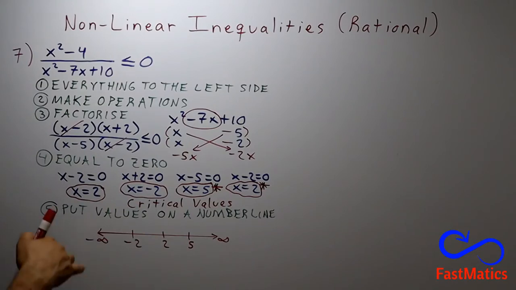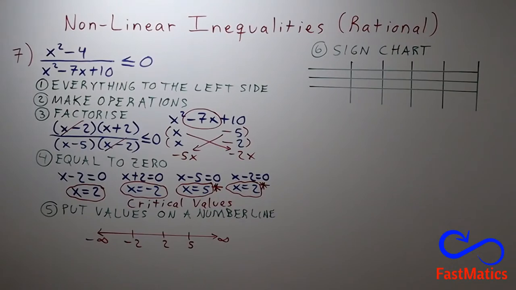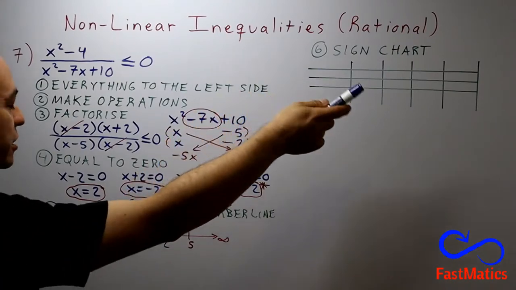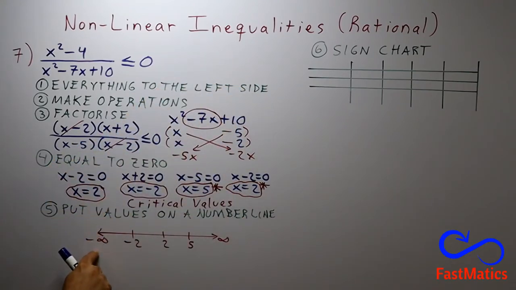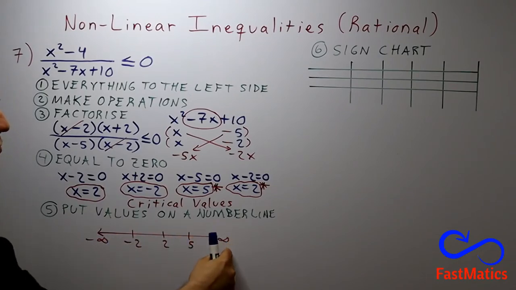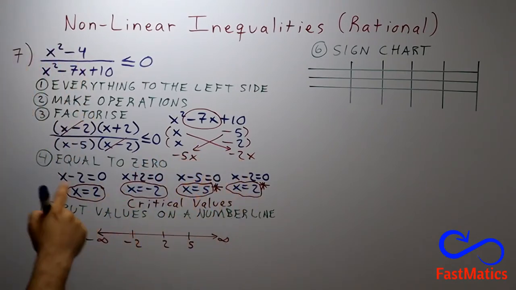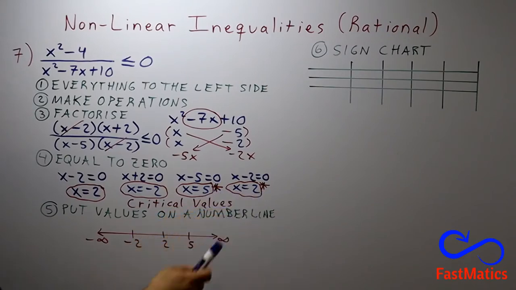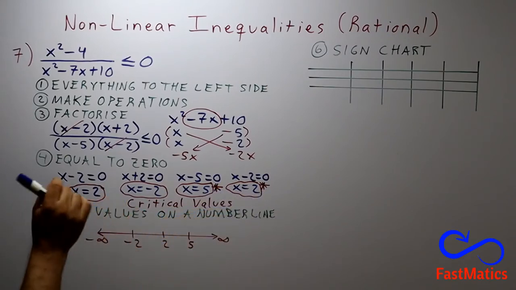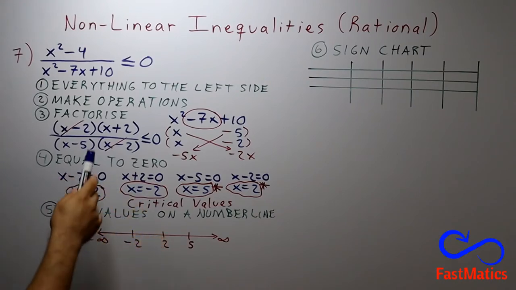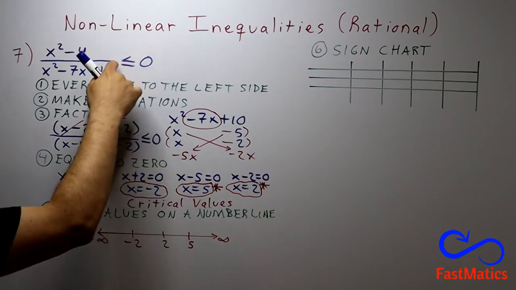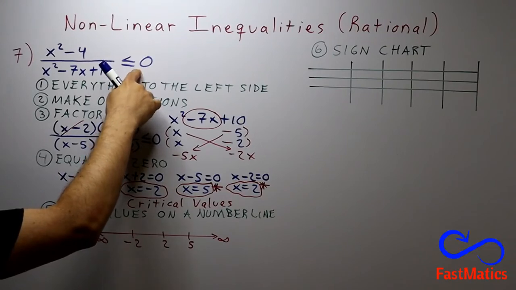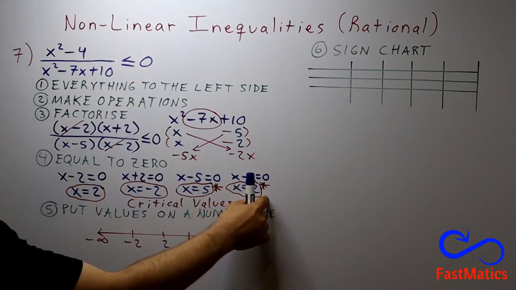It is very important to make the sign chart. After that, sixth step, the sign chart. You put all the intervals there, from negative infinity to negative 2, from negative 2 to 2, from 2 to 5, and from 5 to infinity. But pay attention, because the numbers with the mark cannot be put with brackets, always with parentheses. Because if you see here, everything should have brackets, because it is less than or equal to. But here you are going to put parentheses.